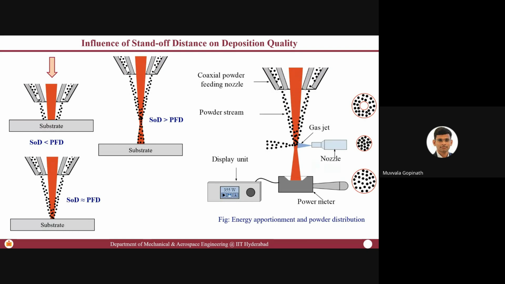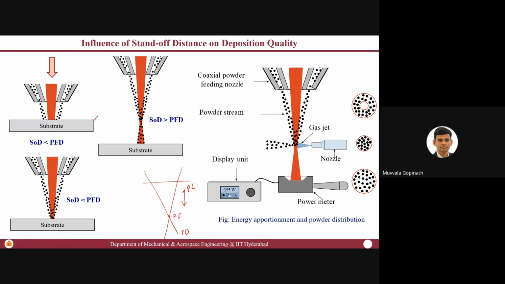Now, this is a halo. The powder is coming from the halo cone. Assume that this is the powder coming out of the nozzle. Then there is a powder focal point, and above that is the powder converging zone, and this is the powder diverging zone. Now, what happens if you keep your substrate here?